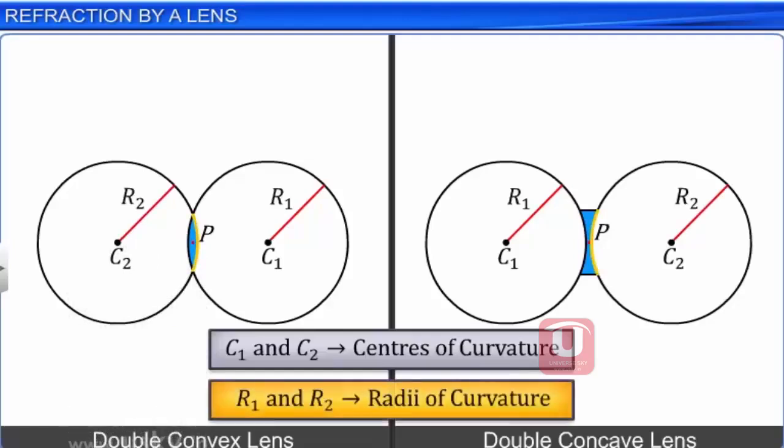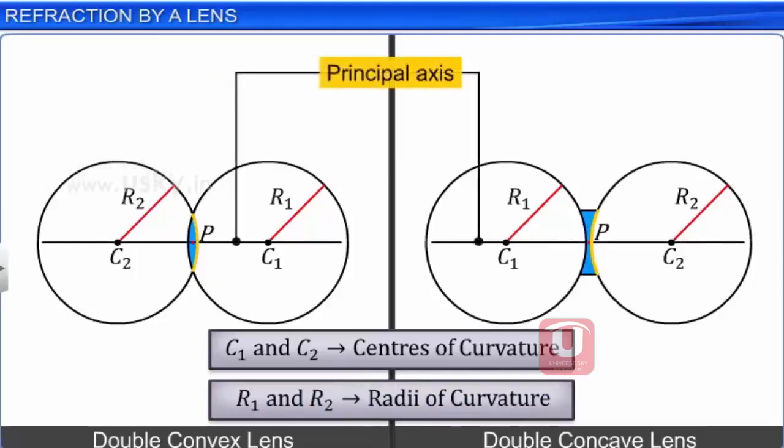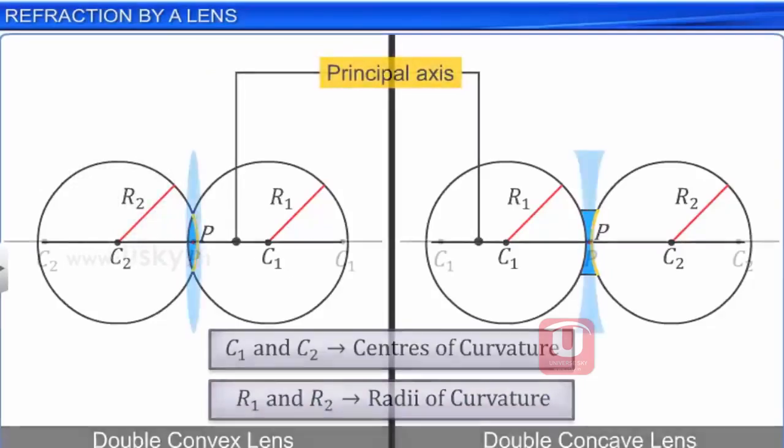If the thickness of the lens is very small compared to other measurements, such as object distance or image distance, etc., it is called a thin lens.